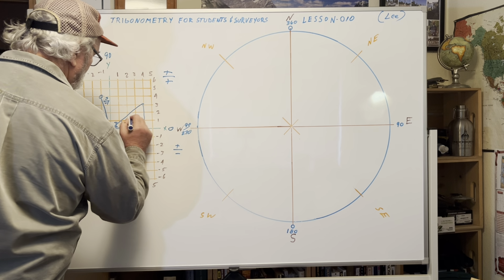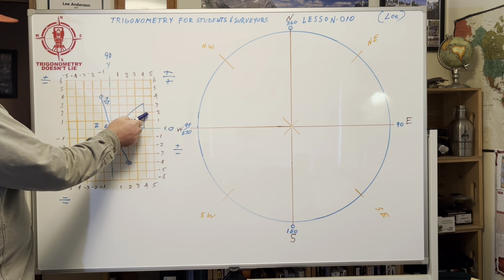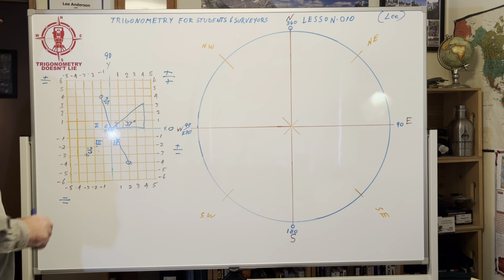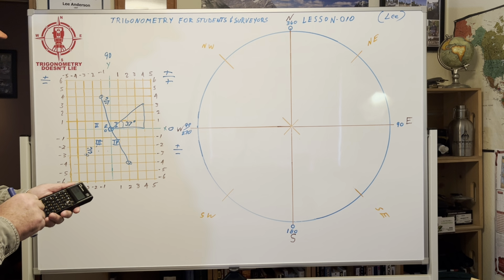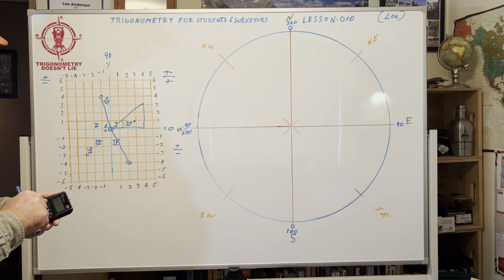37 degrees is this angle here, so keep that in mind. That's how you do that. So we're going to find that side over there. Let me just go ahead and store this as 36.86.99, and I'll store that as A. All right, we got that.